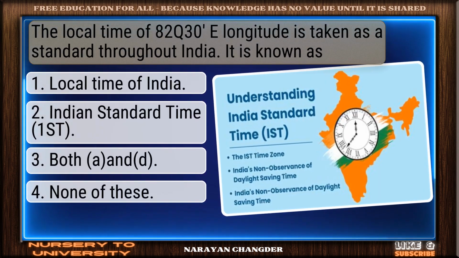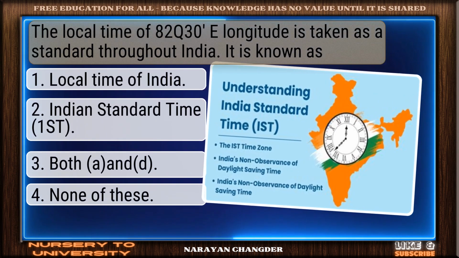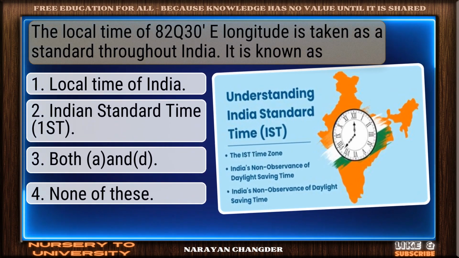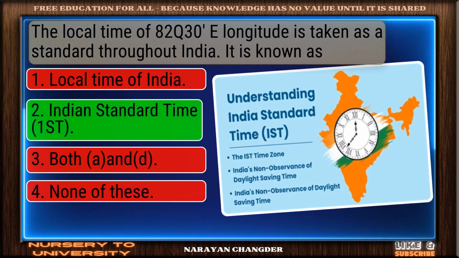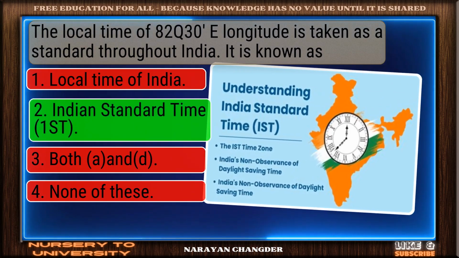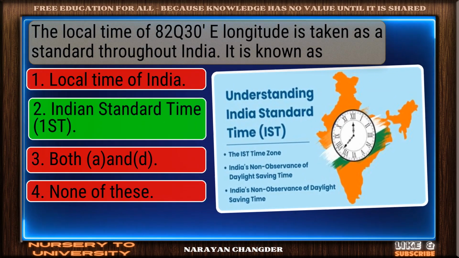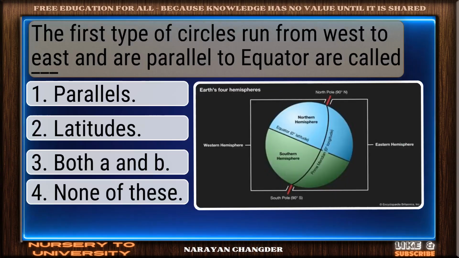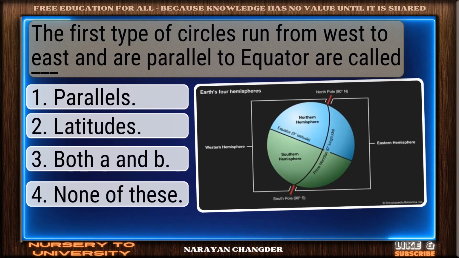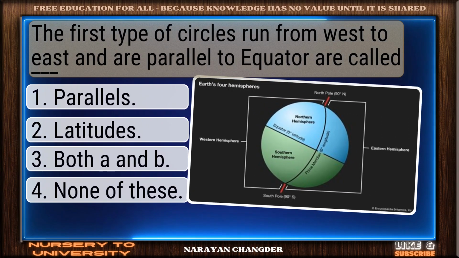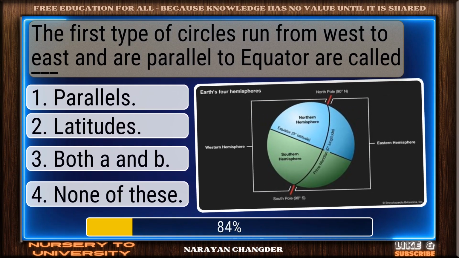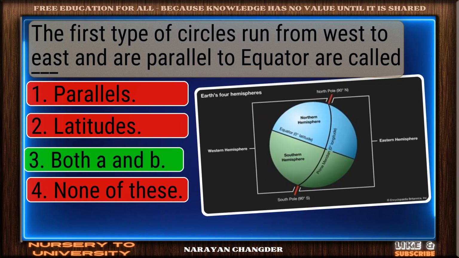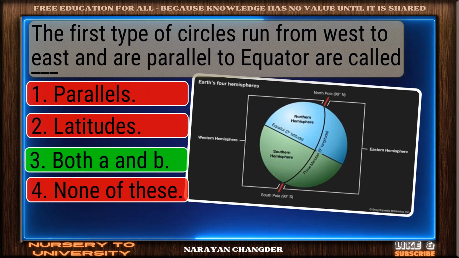The local time of 82°30' E longitude is taken as a standard throughout India. It is known as. Clear logic. Your choice Indian Standard Time is sound and 100% true. The first type of circles run from west to east and are parallel to the equator are called dash. Perfect. Both A and B is the correct choice.